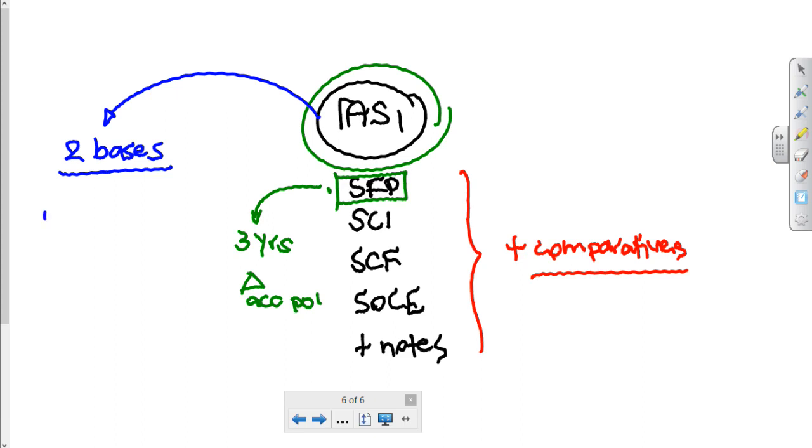IAS 1 is also the statement that talks about going concern and accrual, the 2 bases of accounting treatment. Our financial statements are based on the going concern principle and on the accrual principle. We don't account on a cash basis, we account on the accrual basis. The going concern basis and the accrual basis of accounting. Okay.